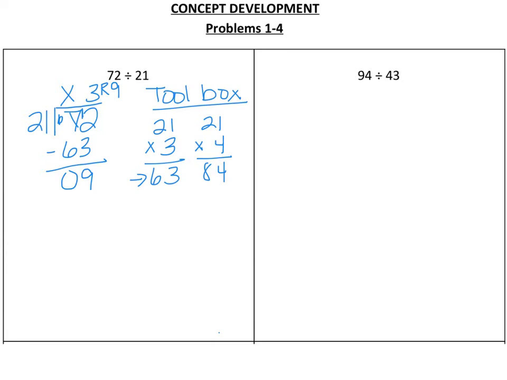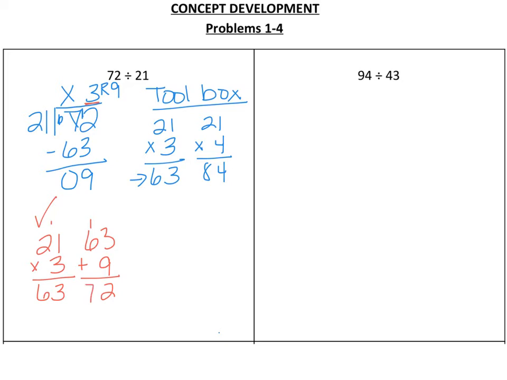So now we're going to check. Yep, we've got to check our work. So we're going to do the divisor, which is 21, times our quotient of 3. 3 times 1 is 3. 3 times 2 is 6. So now I take my product I just got of 63 and I add my remainder, which is 9. 3 plus 9 is 12, right? The 2, carry the 1. 1 plus 6 is 7.